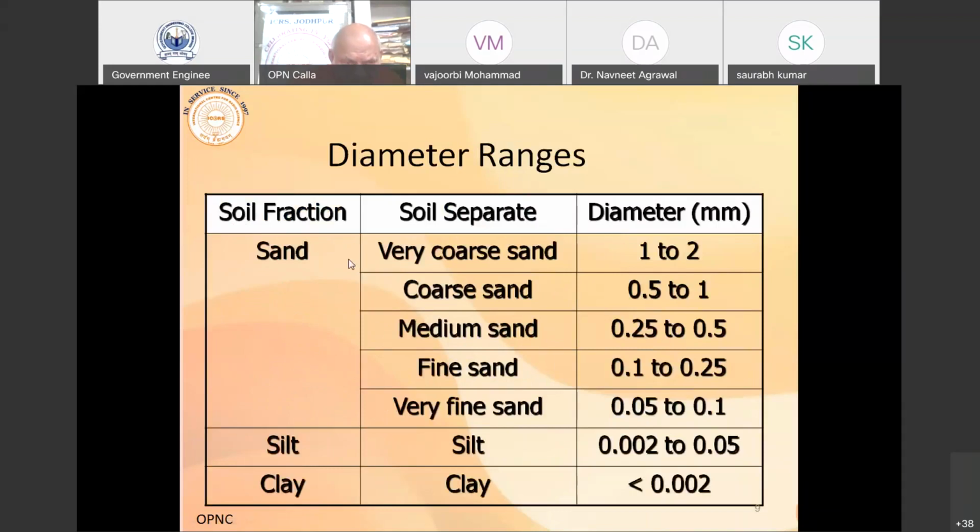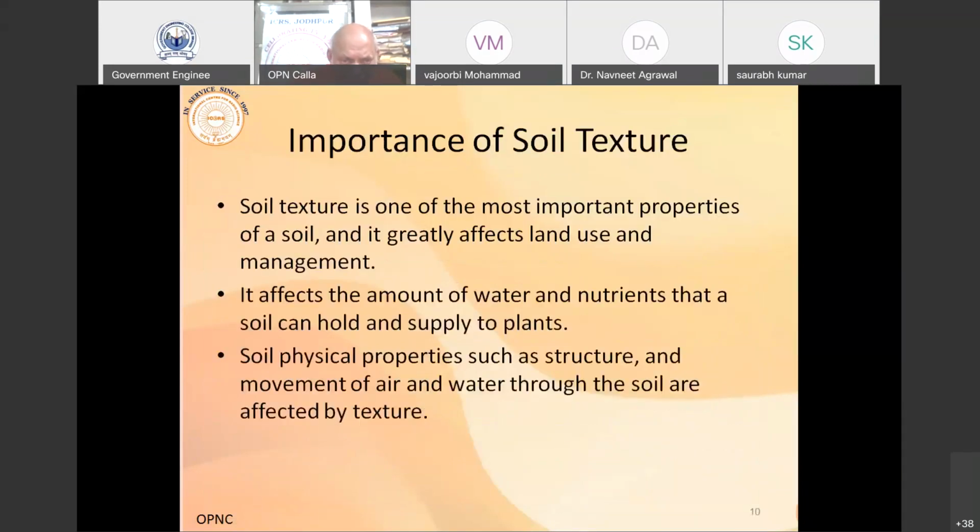Then in sand again, you have variation: very coarse sand, coarse sand, medium sand, fine sand, then very fine sand, then we come to silt and then clay. This again is variability with the diameters. The soil texture is important because, depending upon the soil texture, the land use differs. Clay soil will have different applications, silty soil will have different applications, and sandy soil will have different applications. So this texture is very important for different applications.